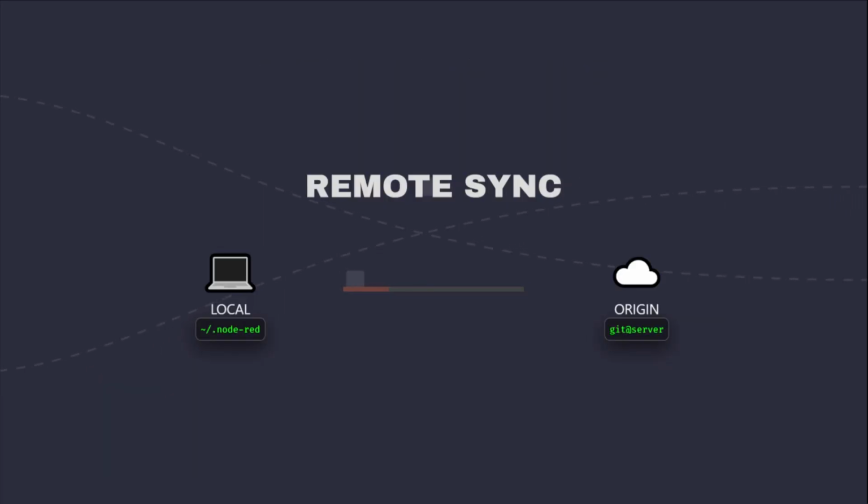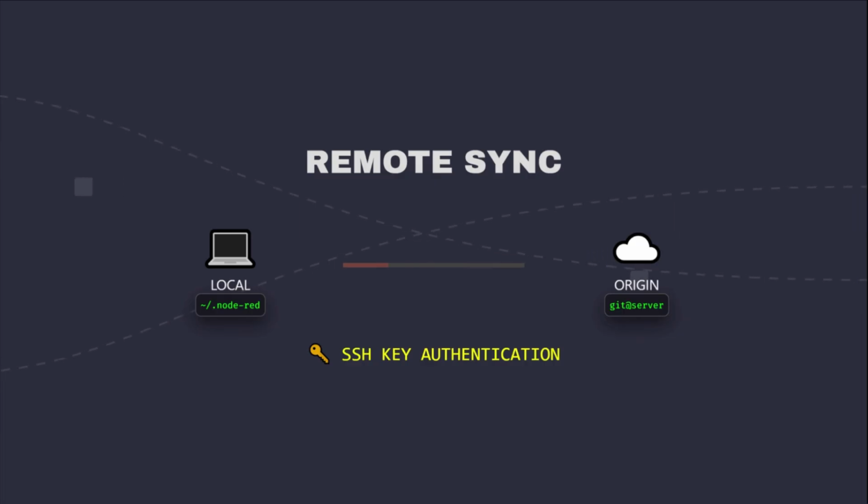To enable collaboration and centralized backup, connect the local repository to a remote origin. Use SSH keys for secure authentication, avoiding password prompts during automated pushes. Generate the key pair on the Node-RED host if necessary, and register the public key with your Git service provider, such as GitLab or GitHub.